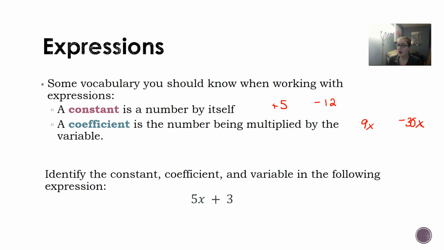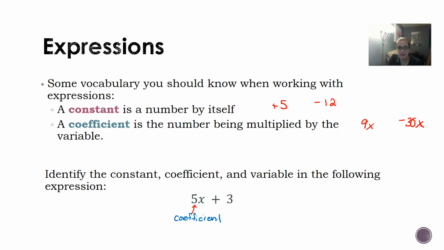Okay, hopefully you got a moment to try to identify your constant, coefficient, and variable. So let's go through it. Here we have 5x plus 3, or you could read it as 5 times x. If there's no operation between them, it's an assumed multiplication. So 5 times x plus 3. The number in front of our variable we'll refer to as our coefficient.